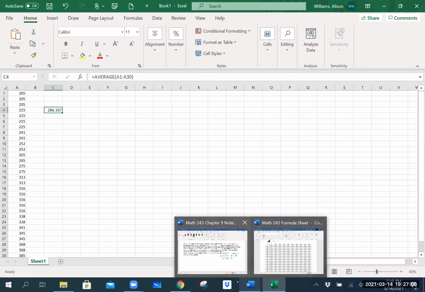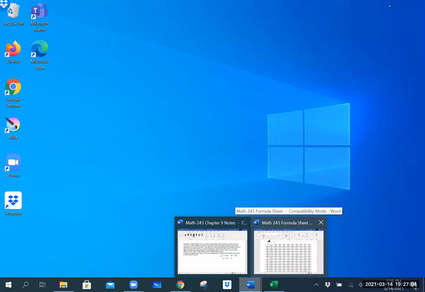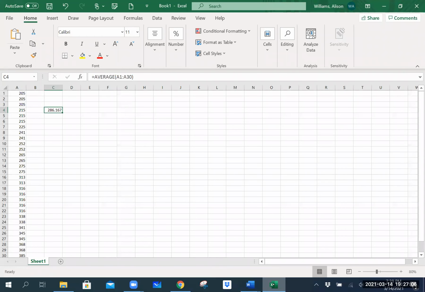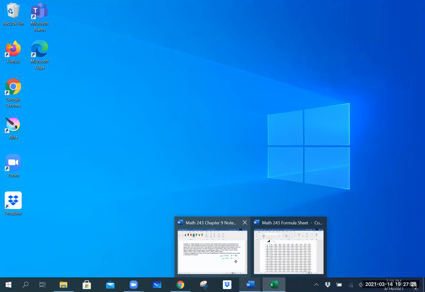Hopefully you saw that. I just realized that if I don't decrease the page, they may not show you that. There we go. So I got it from Excel. If this didn't show up a second ago, sorry. I went ahead and literally listed out all the data. See how I have 205, 205, 205 listed 3 times because they said it had a frequency of 3. All right, so 286.167. All right, so let's come back to the notes.